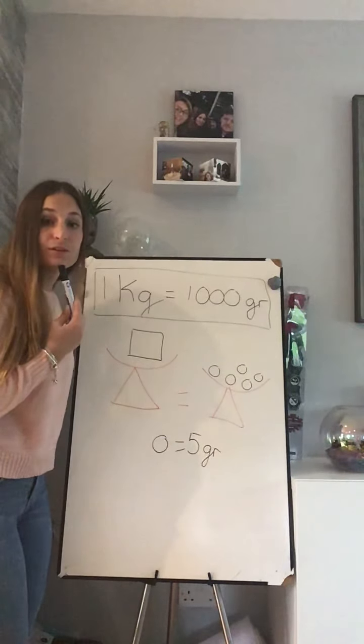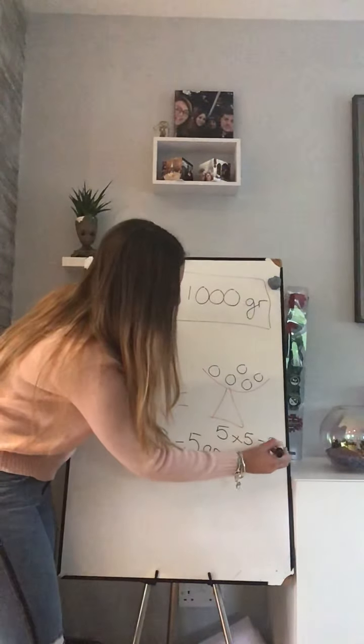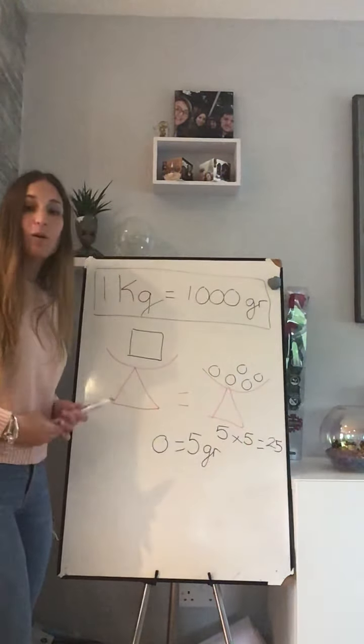What is the total? How much does that weigh? I need to count in 5. How many times? 5. Let's go for it. 5, 10, 15, 20, 25. There we go. So how much does my box weigh on its own? One box weighs the same as 25. Well done. So my box is 25 grams and this scale with 5 chocolates is 25 grams.